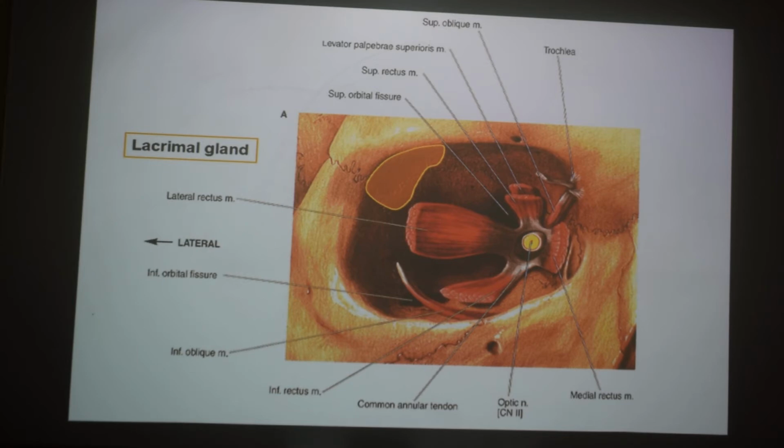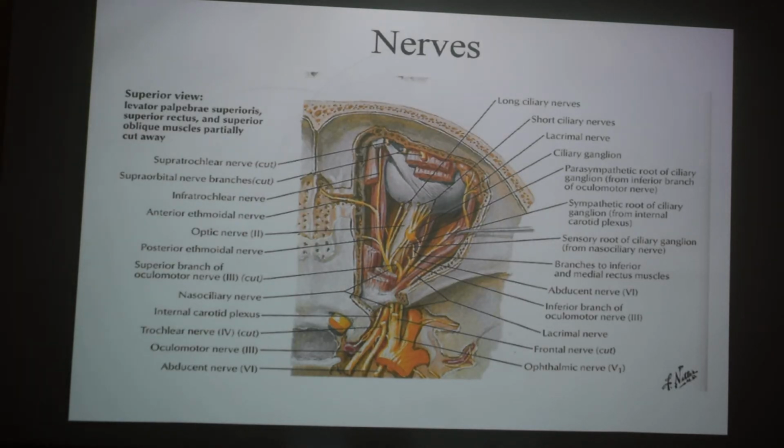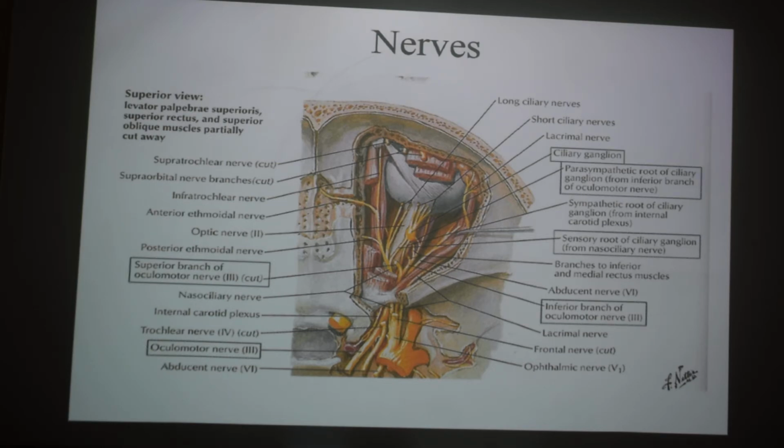What else do I have here? The nerves we have already talked about. What you need to also understand is that the oculomotor nerve, once it comes into the orbit, divides into two divisions, a superior division and an inferior division. The superior division supplies the superior rectus muscle and the levator palpebrae superioris. The inferior division is going to supply the inferior rectus muscle, the inferior oblique muscle, and the medial rectus muscle. This inferior division also has the ciliary ganglion. So parasympathetic supply is also going through the inferior division of the oculomotor nerve.